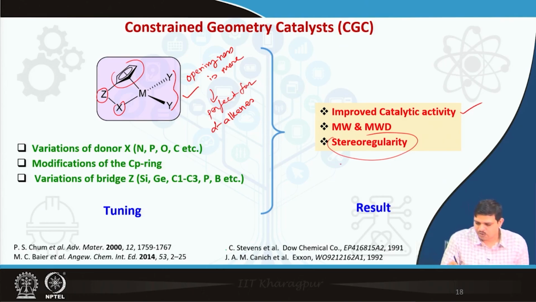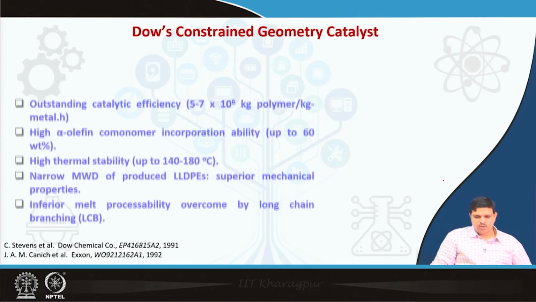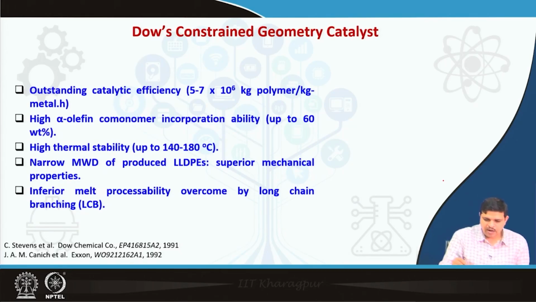As an example, for the chiral metallocene you can go more than 0.9, but in this case, the CGC type catalyst, you can get a maximum of like 0.7. That means you have to sacrifice, although the reactivity or the activity is much higher than the other catalysts, okay. But what are the advantages here?